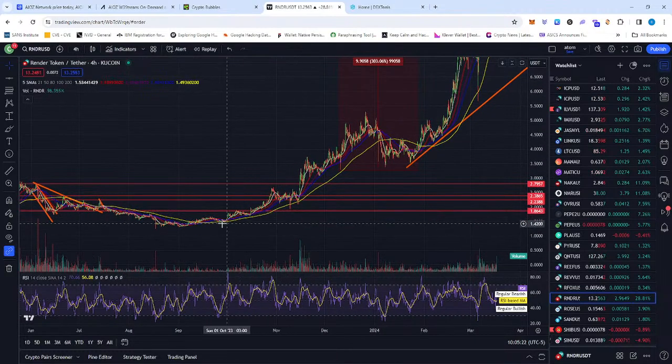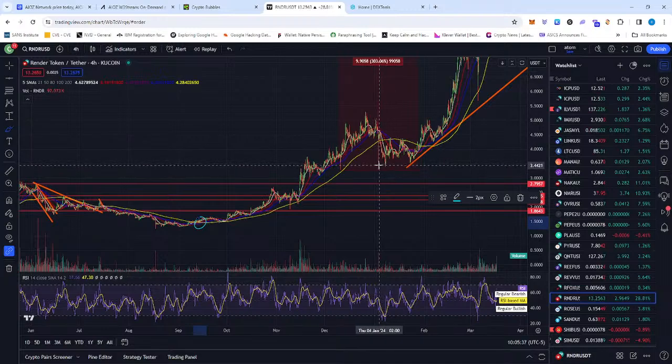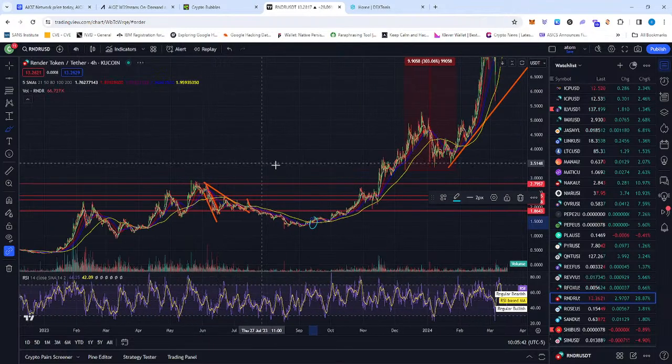Now, I missed the initial golden cross right here. But when I went back and I saw the golden cross, then I waited a little while. I procrastinated, but I shouldn't have. But I pulled the trigger right here. I wanted to make sure it wasn't a fake out.